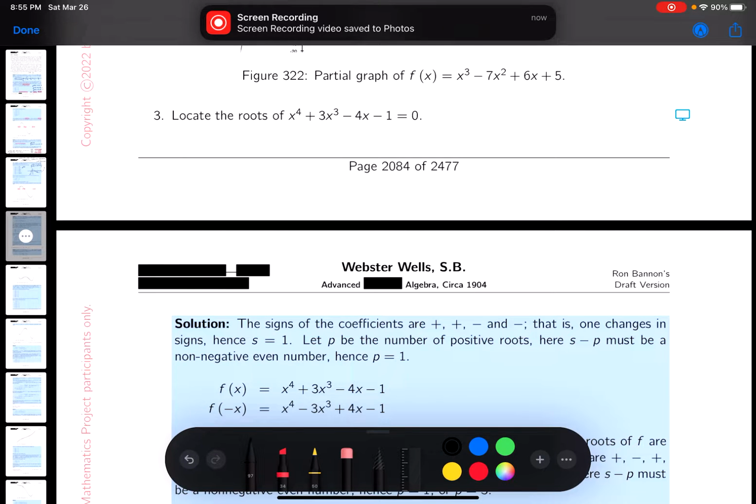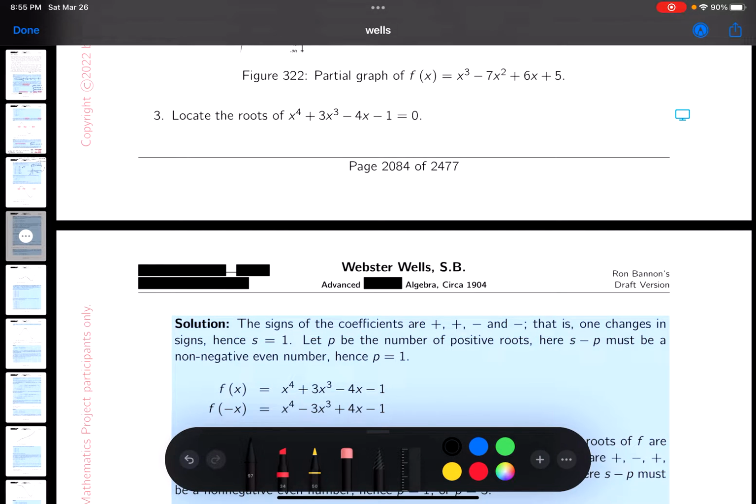All right, so we have a fourth degree polynomial. Leading coefficient is positive, so this looks sort of like this over here. What happens in between is a little more complicated, but that's the general shape of it. So what do we do? I would say Descartes' rule of signs. So plus, plus, minus, minus, and there's only one sign change. So I know S is 1, which means we have one positive root.